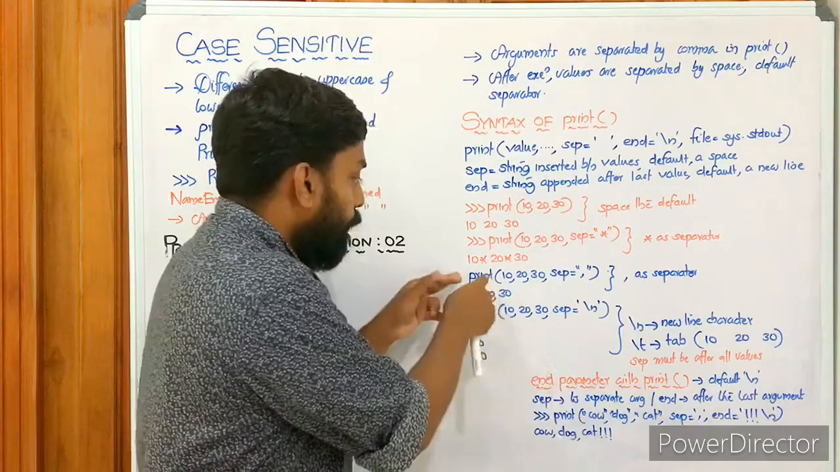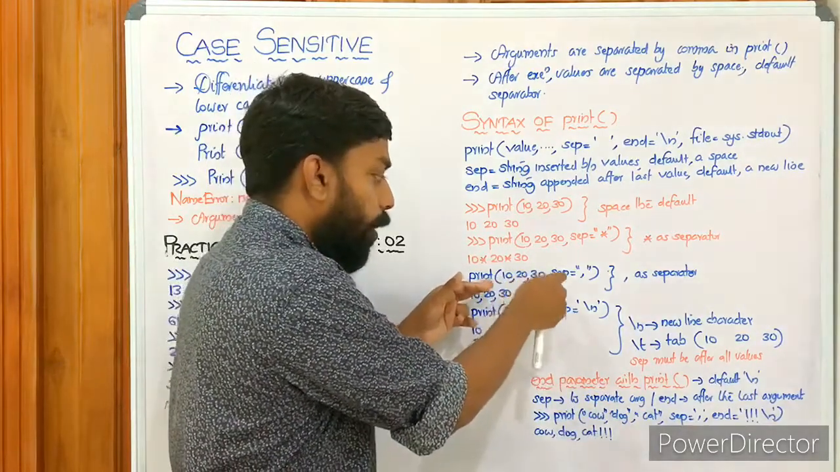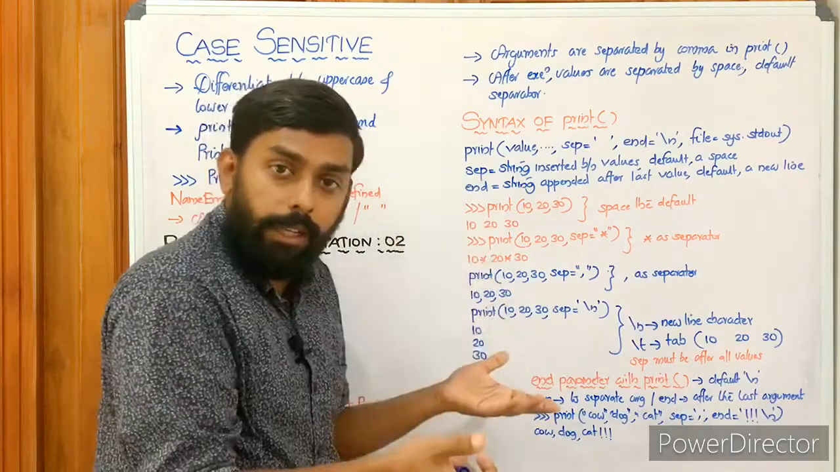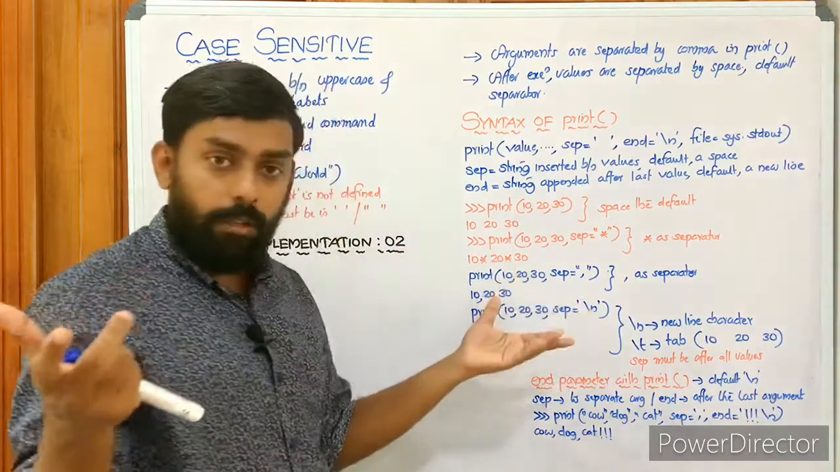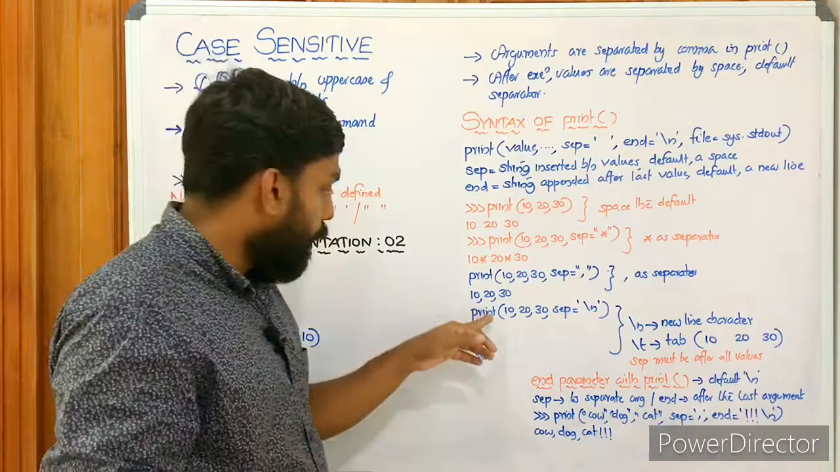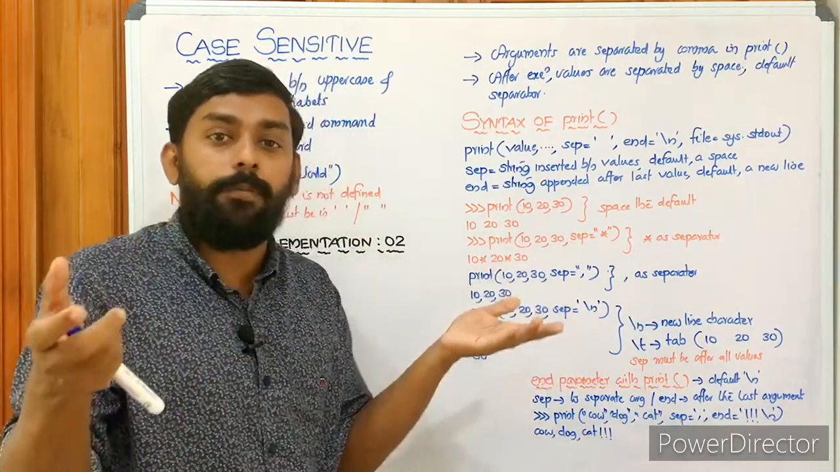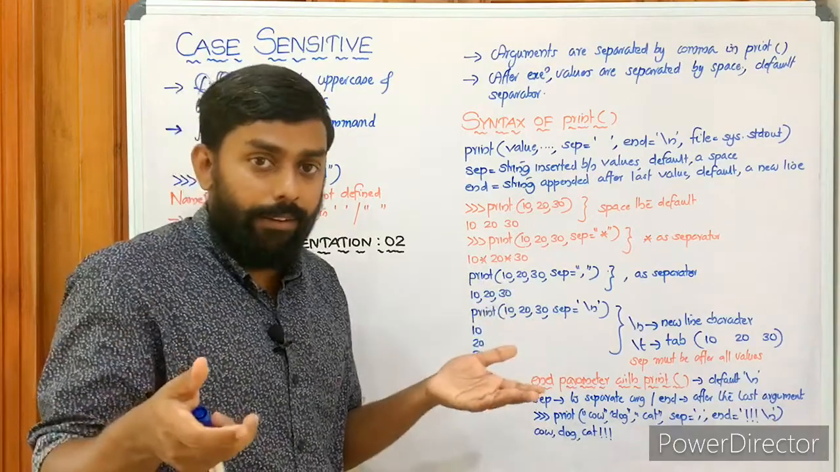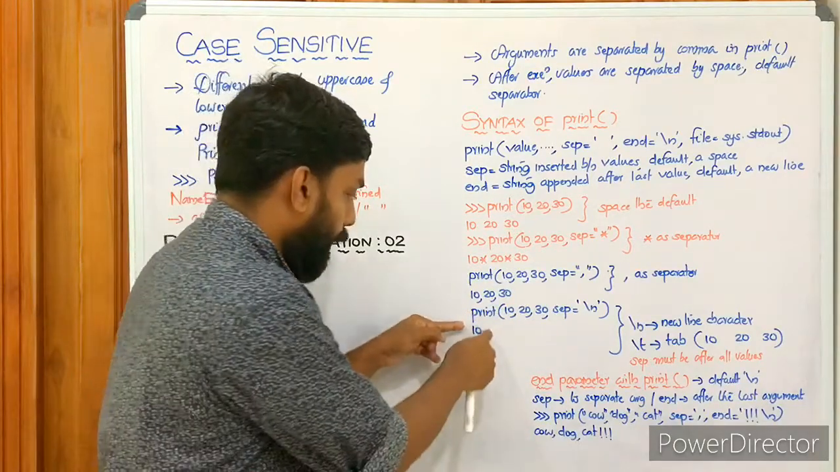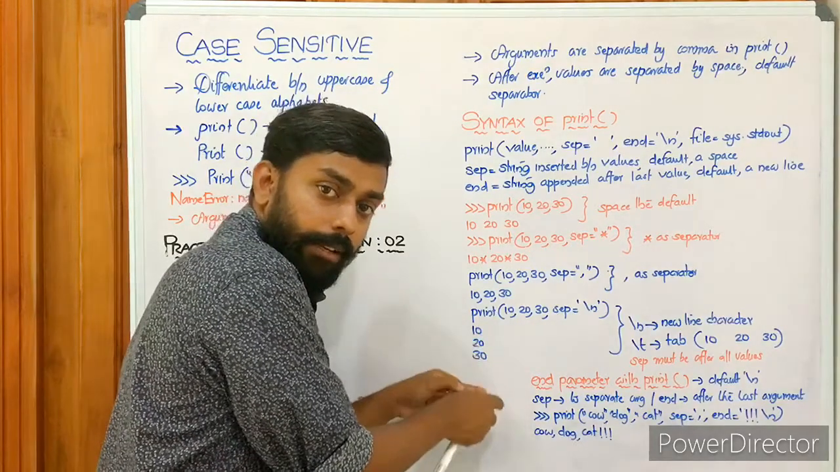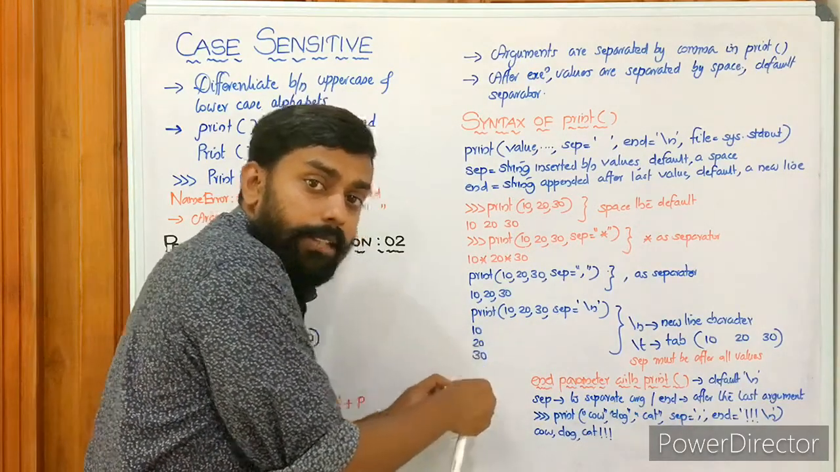The same way, print 10 comma 20 comma 30 comma sep equal to comma. What will be the result? 10 comma 20 comma 30. Of course. Then slash n. Suppose we apply slash n. What happens? Print 10, 20, 30, sep equal to slash n. Slash n stands for new line, right? So the next value will be printed on the next line, and so on.